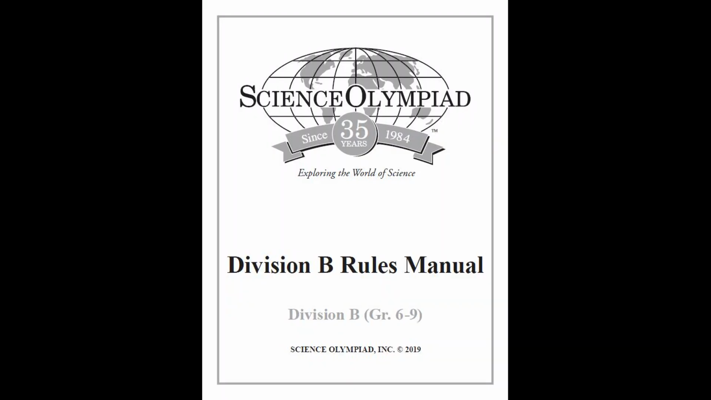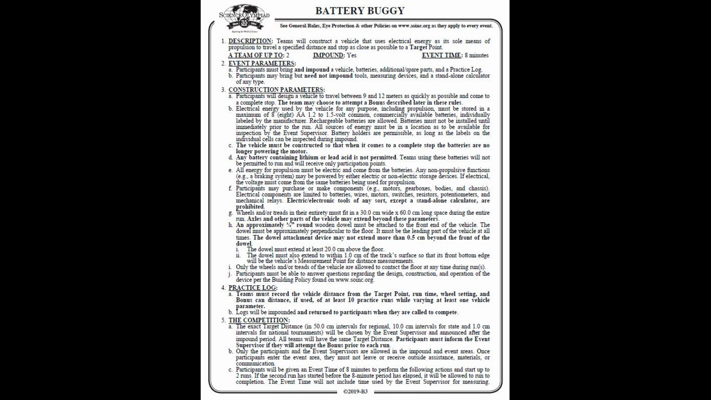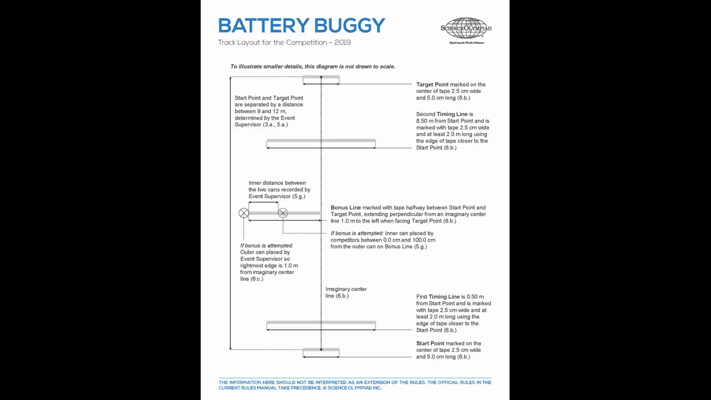First, there are a number of resources available on the National Science Olympiad website, which you will need to download. Be sure you have the current year rules and reread them before competition. Also check the website for any rules clarifications or FAQs and print a copy for yourself.